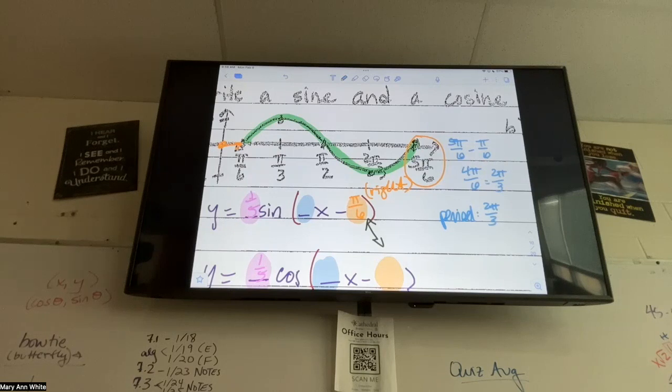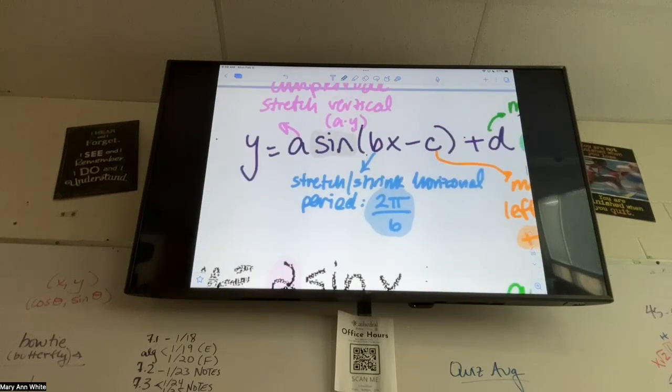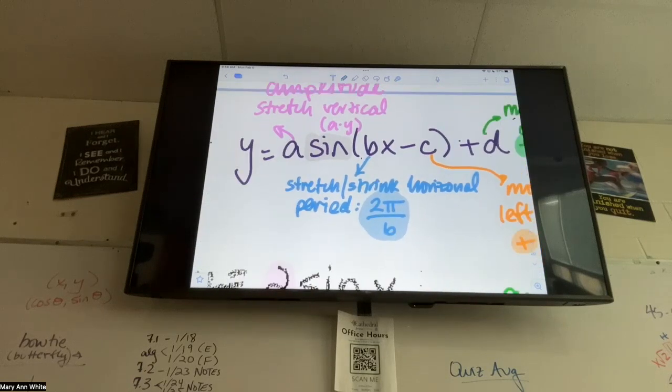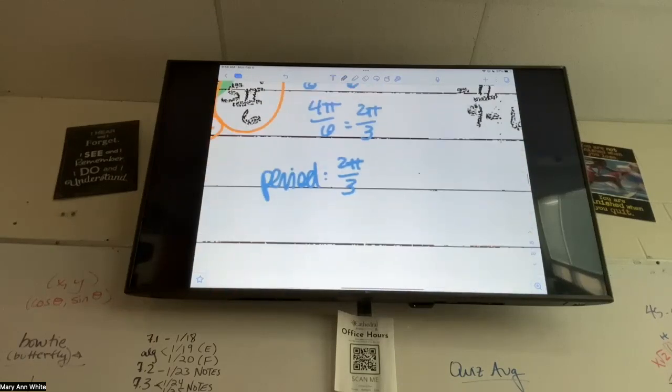Okay, that's not helpful yet because that doesn't go in my equation. What goes in my equation is my B. Again, I'm going to zoom back up just to remind you. When I taught you all of these transformations, I told you that we find the period by doing 2 pi divided by B. So 2 pi divided by a number should equal what the period is. Well, my period is 2 pi/3. So 2 pi over what number would give me 2 pi/3?